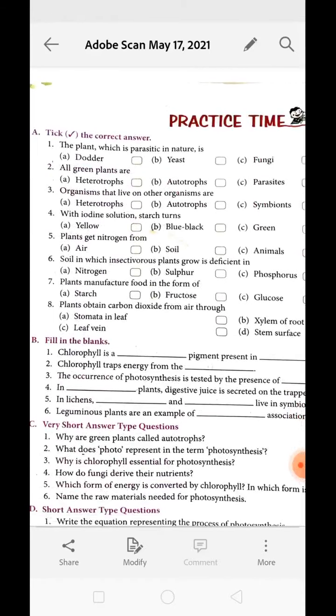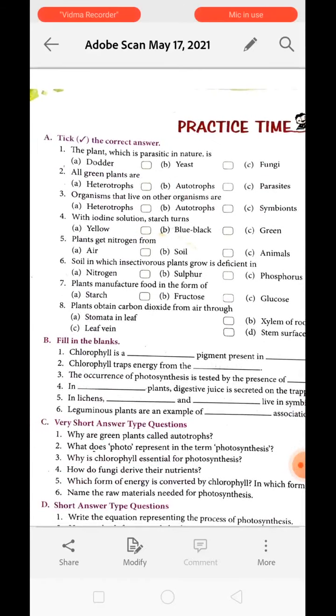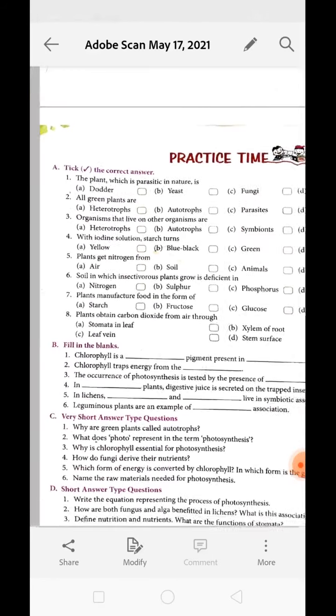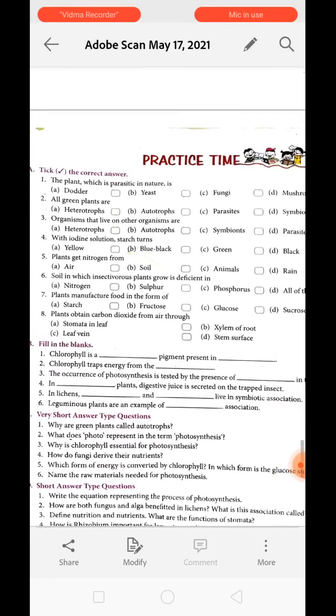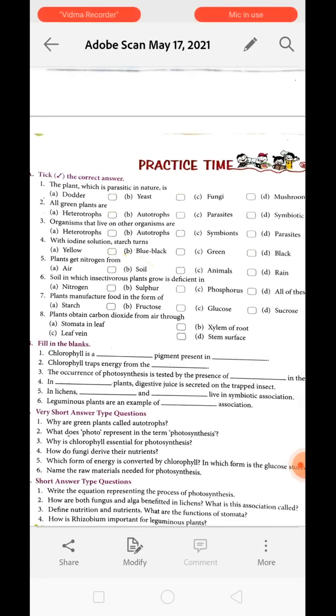Okay, now see over here, section A. Question number 1, the plant which is parasitic in nature. See the options: dodder, yeast, fungus or mushroom. The answer is dodder. Dodder is parasitic in nature. Second question, all green plants are autotrophs. So the answer is B for the second question.